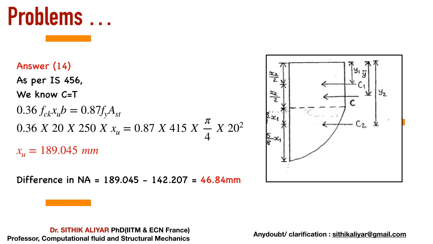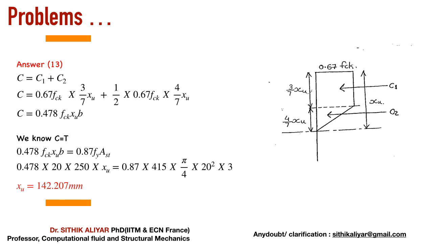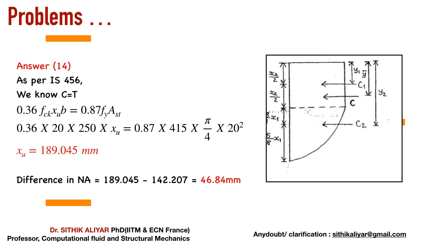Next, if you see, the next question is the answer 14. They are asking you to calculate as per IS 456. For IS 456 we know the formula, it is 0.36 FCK B into X, a similar formula. Only the number 0.36 is changing. In the previous slide it was 0.478, here it is 0.36. You substitute everything, and you will get an answer of 189 mm.